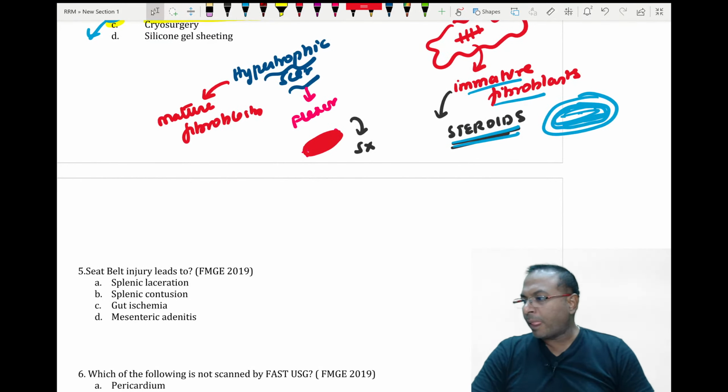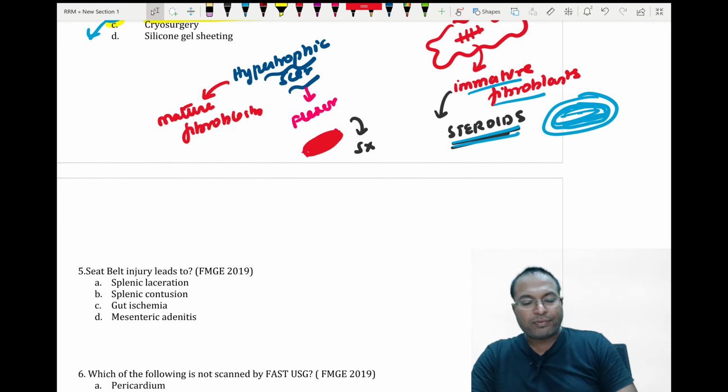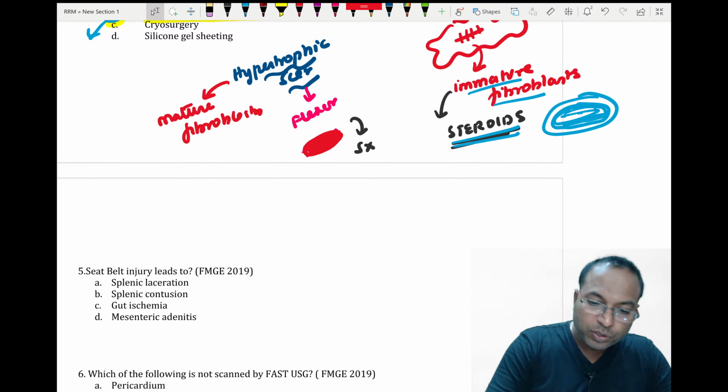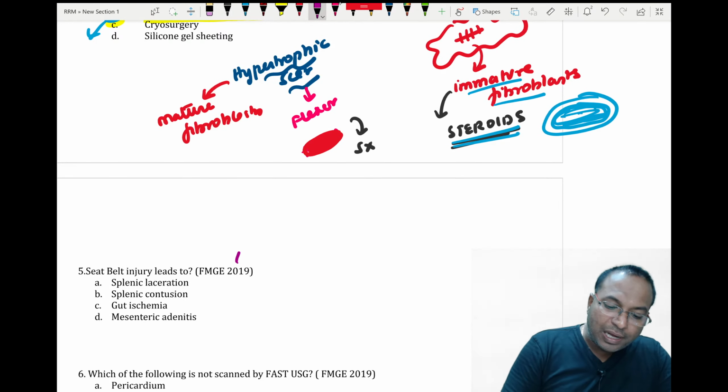So question number 5, seat belt injury. So we are going to discuss 200 questions. This is the 5th question. Seat belt injury leads to.